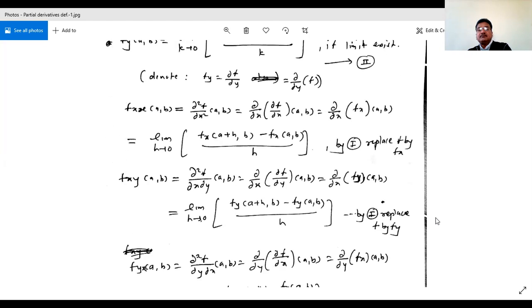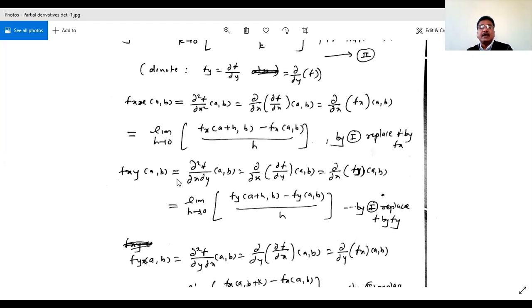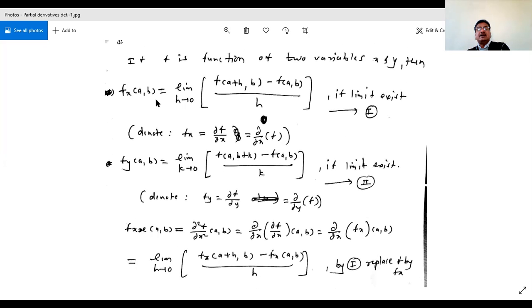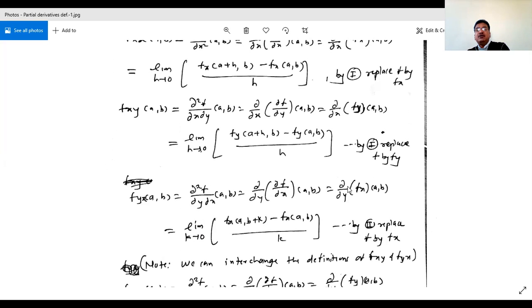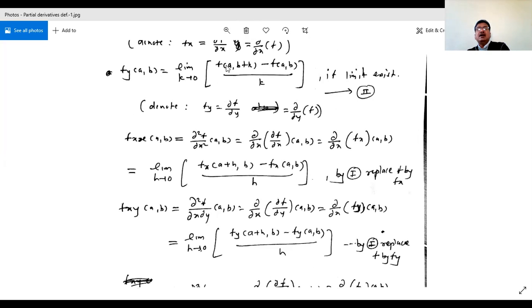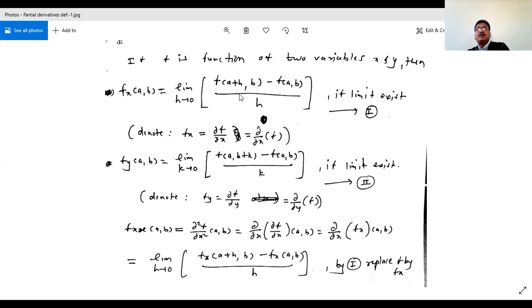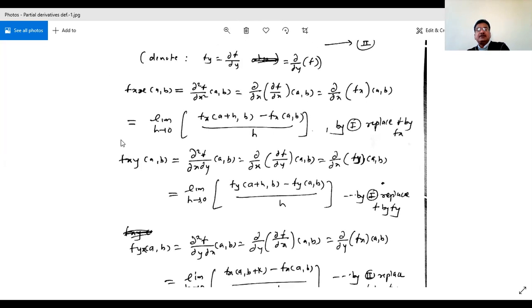Similarly, what is f_yx(a,b)? Here the meaning of f_yx(a,b) is ∂²f/∂x∂y, that is ∂/∂x of ∂f/∂y, that is ∂/∂x of f_y. So this is the derivative of f with respect to x, and we have to write the derivative of f_y with respect to x. That is, just replace f by f_y.